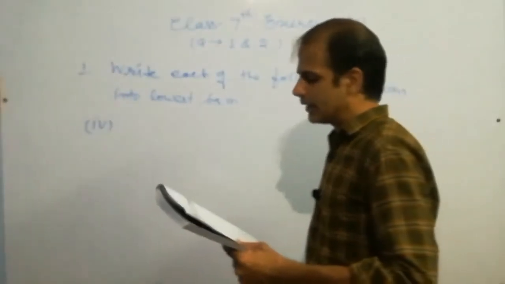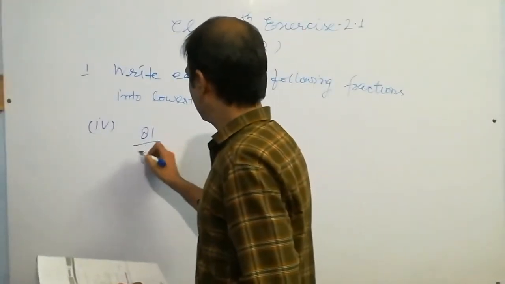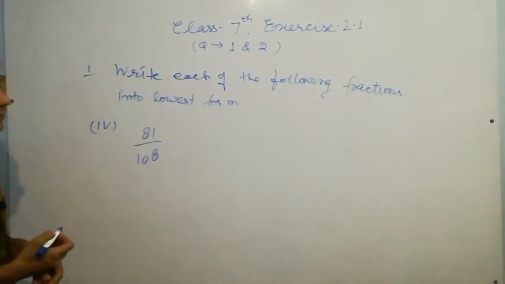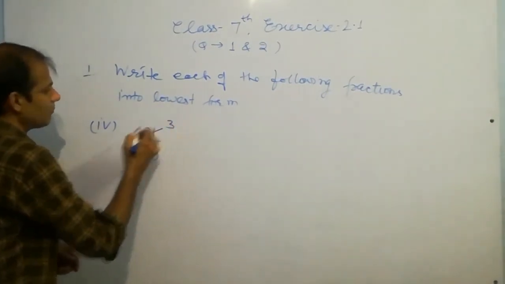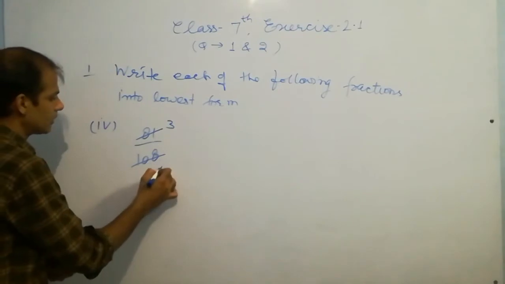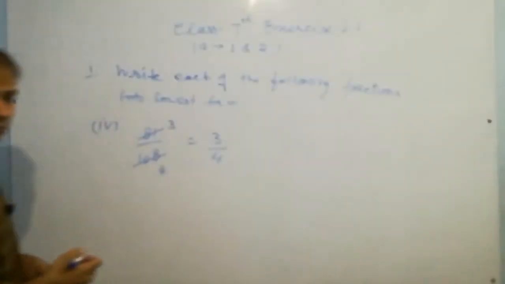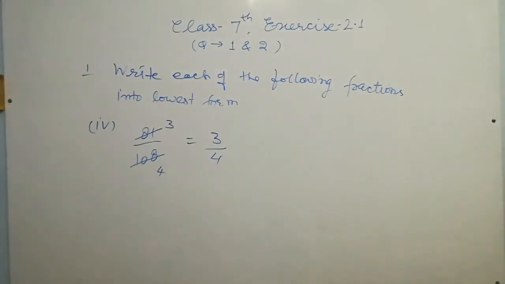So the fourth part is 81 upon 108. Divide these numbers by 27. 27 3s are 81, 27 4s are 108. The simplest form or the lowest form is 3 upon 4. Note it down.